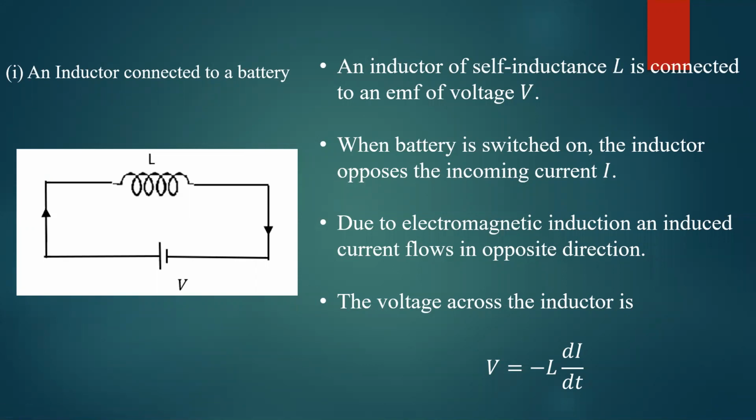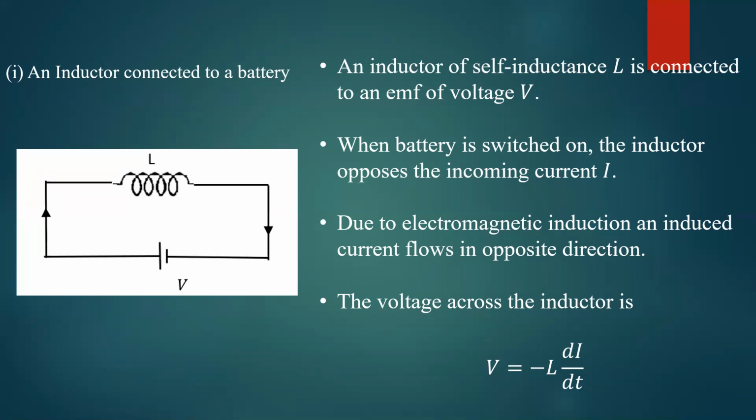So voltage across the inductor is given by V is equal to minus L into di by dt. So di by dt is actually change in current. Okay, so change in current is responsible for voltage across the inductor. If there is no change in current, voltage across the inductor will be zero. That is a very important point you have to remember.